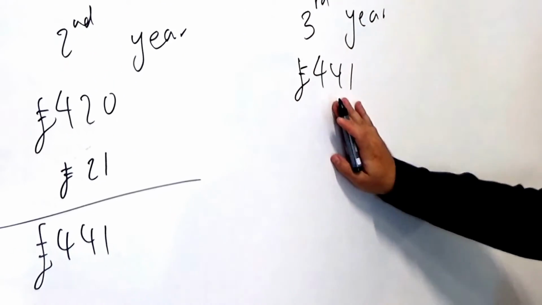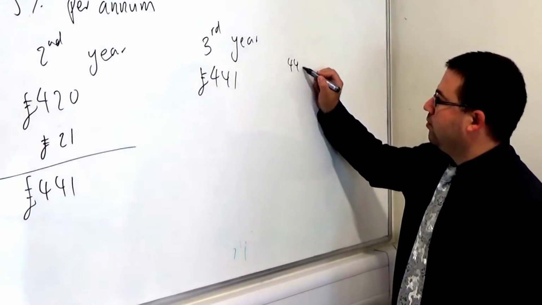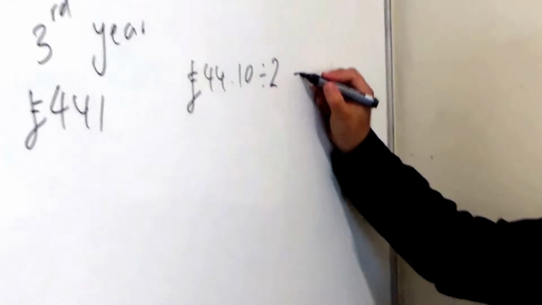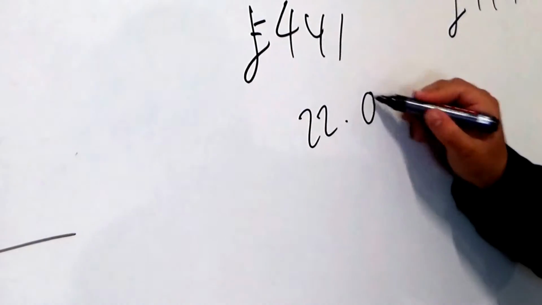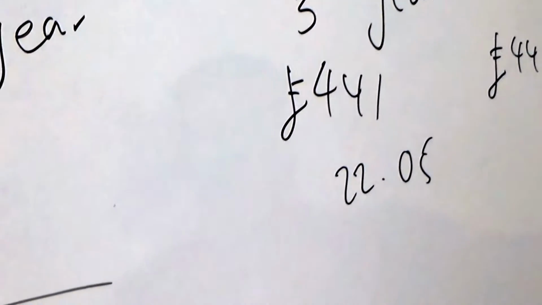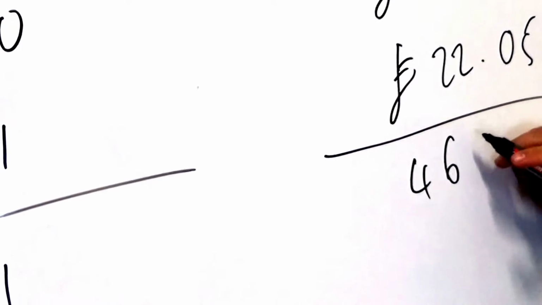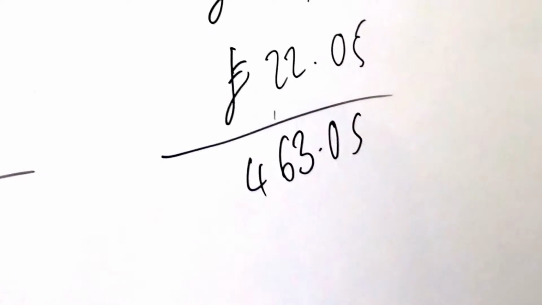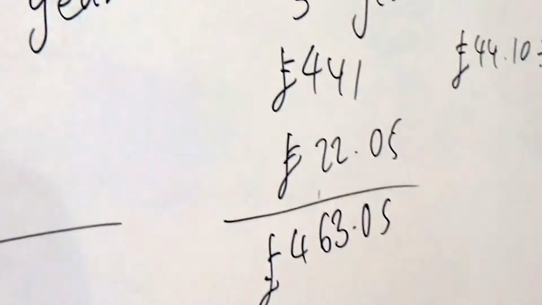End of second year. The start of the third year, last year, this is my amount, £441. I've got to find 5% of that, so 10% looks a bit more difficult this time. 10% is £44.10. Half that, 5%, is £22.05. And the answer would be here, 463.05. It helps if you put them on top of each other so you can add them easily. And that is the amount at the end of the third year. So this is how much is due at the end of the term, £463 and 5 pence.